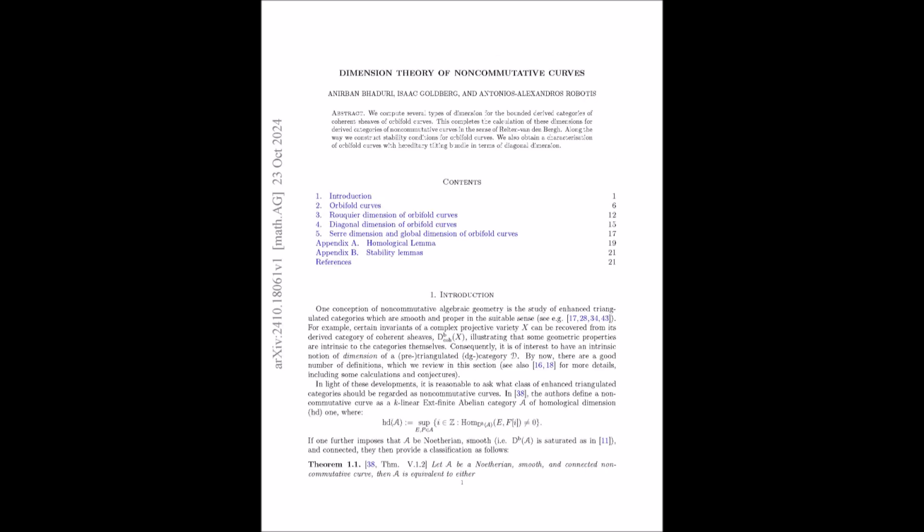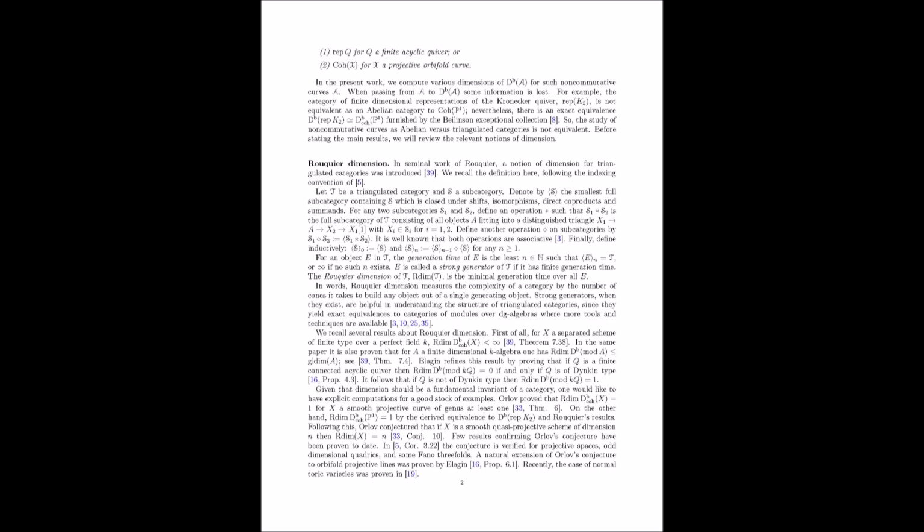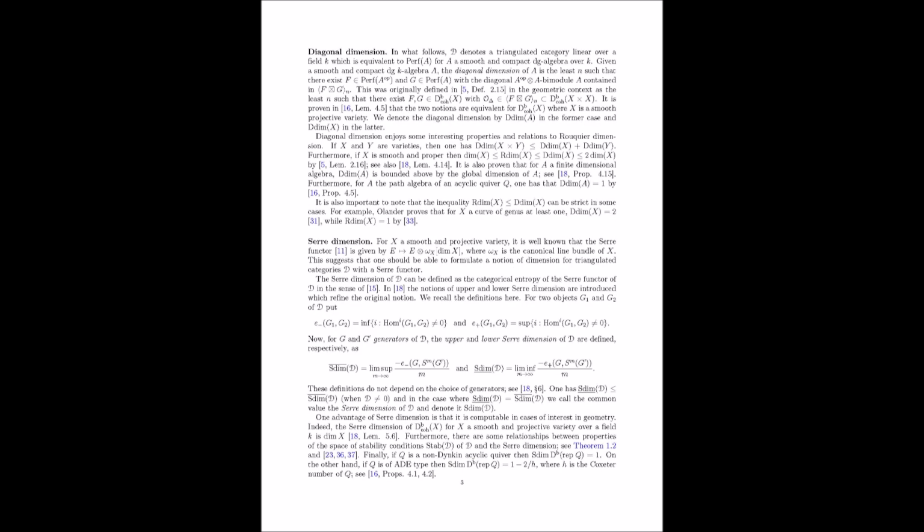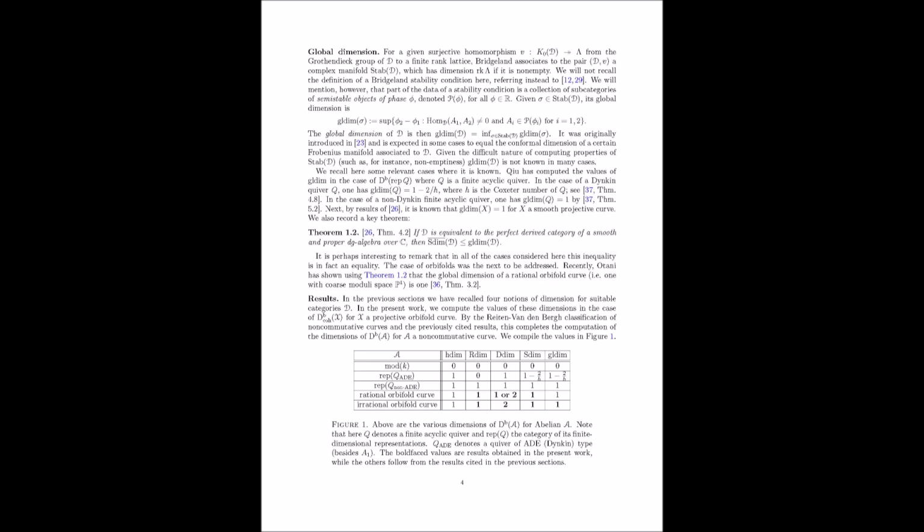So these noncommutative curves aren't just any random collection of objects and maps. Right. They have a lot of structure baked into them. Exactly. Now, why is this definition so important? So this allows them to leverage a powerful classification theorem. This theorem states that any well-behaved non-commutative curve must be equivalent to either the category of representations of a quiver or the category of coherent sheaves on an orbifold curve. Ah, that's where the orbifold curves come in. Exactly. So if we understand orbifold curves, we've essentially got a handle on a huge chunk of non-commutative geometry.